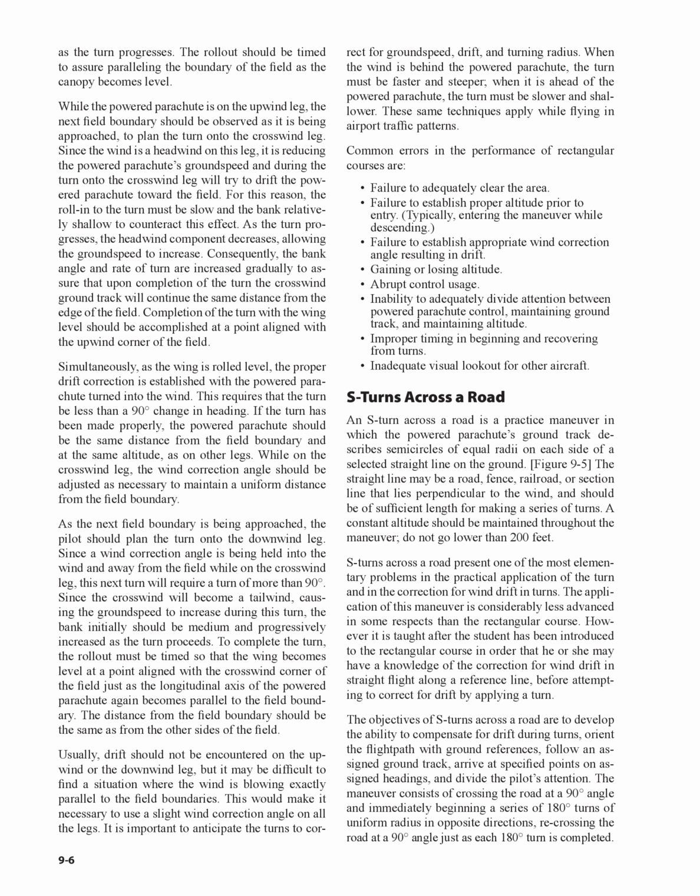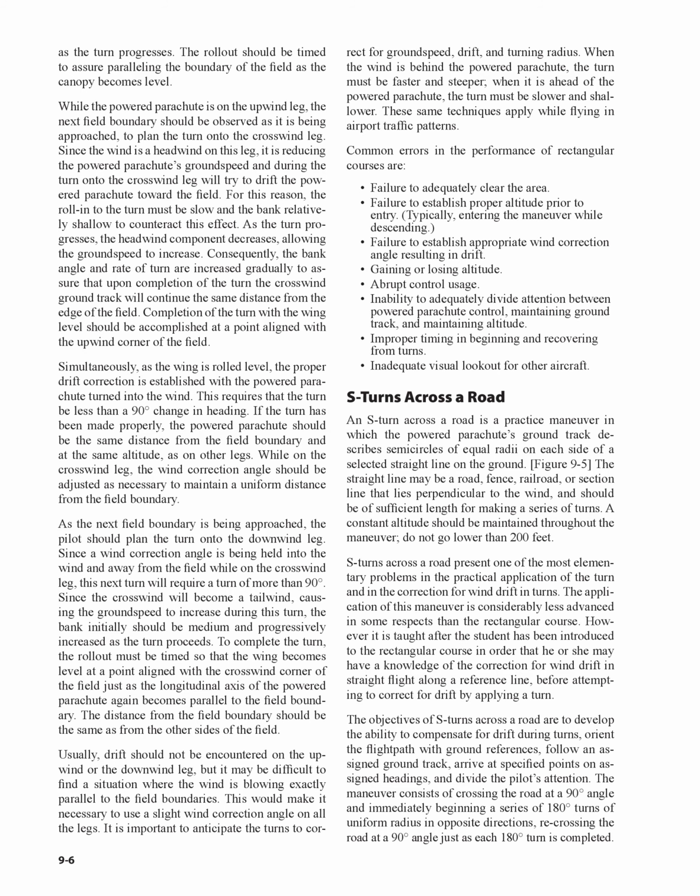To complete the turn, the rollout must be timed so that the wing becomes level at a point aligned with the crosswind corner of the field just as the longitudinal axis of the powered parachute again becomes parallel to the field boundary. The distance from the field boundary should be the same as from the other sides of the field. Usually, drift should not be encountered on the upwind or the downwind leg, but it may be difficult to find a situation where the wind is blowing exactly parallel to the field boundaries. This would make it necessary to use a slight wind correction angle on all the legs.